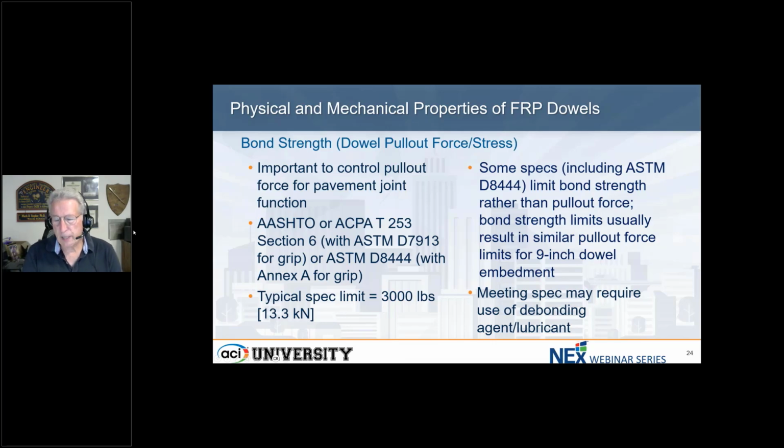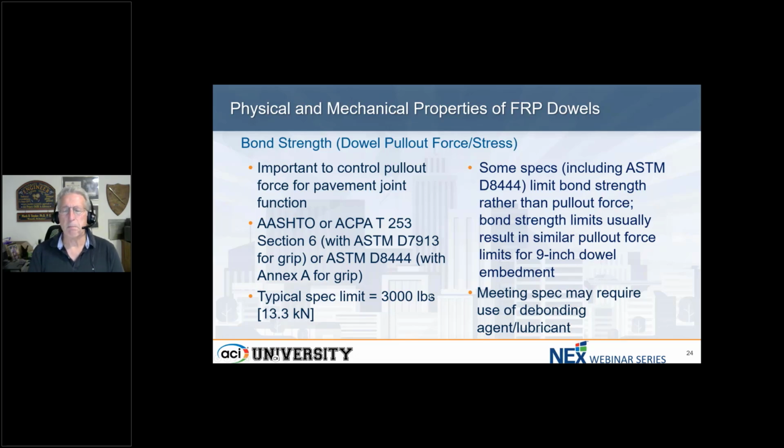Now the ASTM spec and some of the agency specs, they limit their bond strength rather than pull-out force. So what they're looking at is the force divided by the area of the exposed surface of the dowel bar that's embedded in the concrete. And if you do the math on the specifications, they end up with different stress values for different size bars, which seems kind of counterintuitive maybe a little bit. But if you do the math on all of them, the force works out to around 3,000 pounds for the different bar sizes. So everyone's kind of coming in around this 3,000 pound limit ballpark, okay?